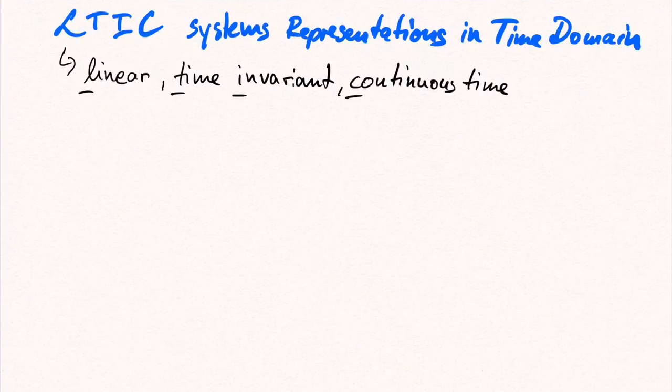Earlier in the course, we looked at how LTIC systems can be represented in the time domain, where LTIC stood for linear, time-invariant, continuous time. Now we want to look at how LTID systems can be represented in the time domain, where L still stands for linear, TI stands for time-invariant, and D stands for discrete time.